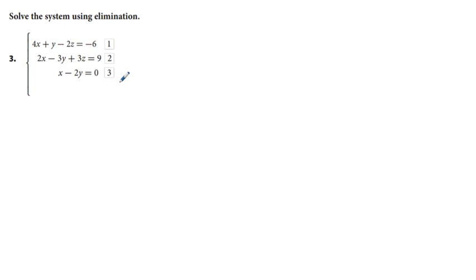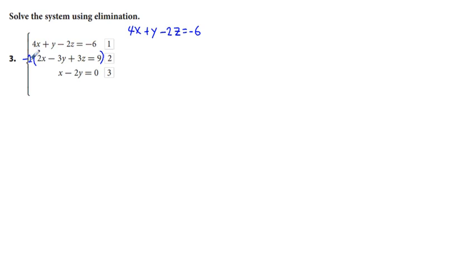Now problem 3 is the very same system, but we're going to solve this using elimination instead. And so what we're going to do is get x eliminated, and to do that I'm going to write this first equation here as 4x plus y minus 2z is equal to negative 6. And then the second equation, in order to eliminate, I'm going to multiply that second equation by negative 2.